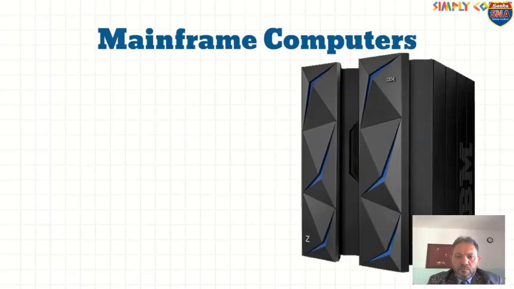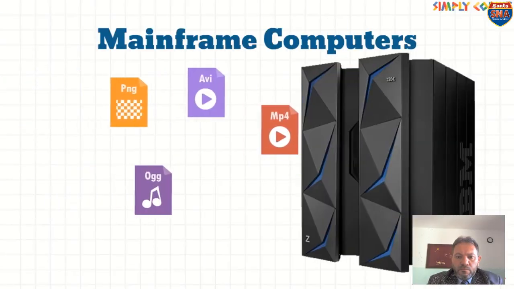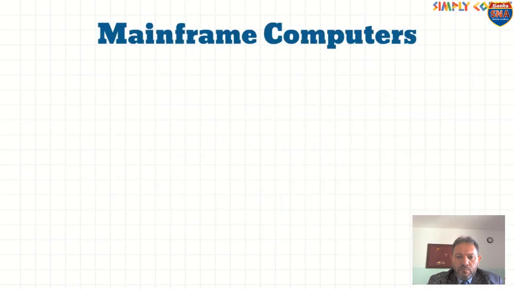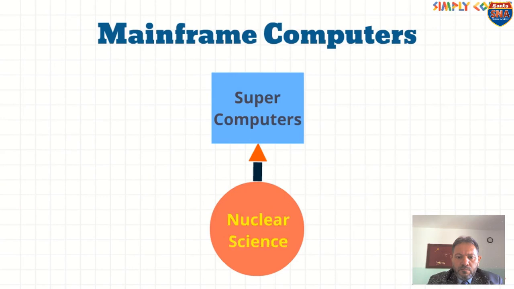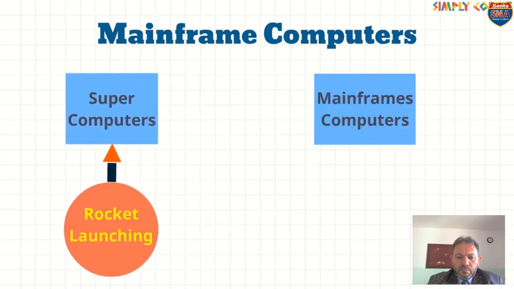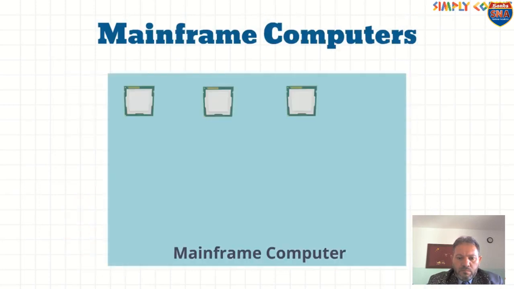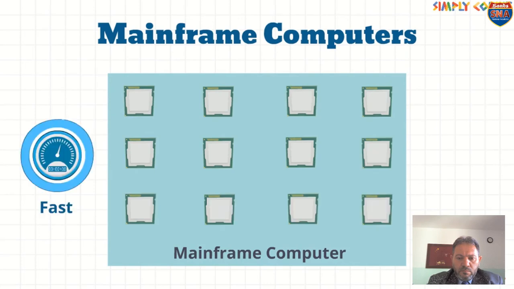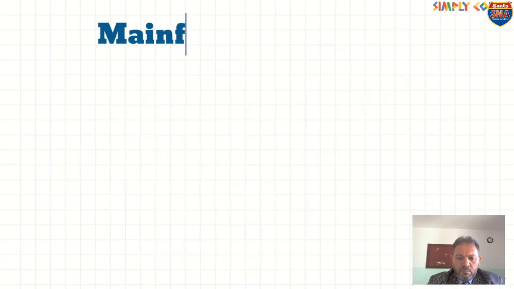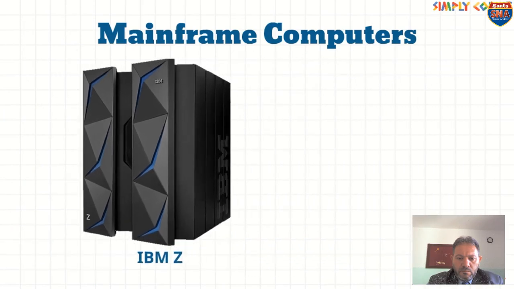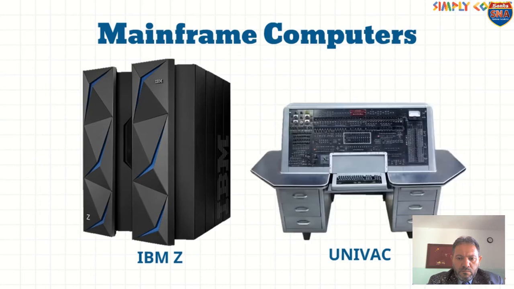Next are mainframe computers. They are designed to handle huge volumes of data and information. While supercomputers are typically focused on performing a few critical tasks, mainframes perform multiple instructions in parallel for multiple users. They also have multiple processors, hence are fast and expensive. They are typically used by large organizations for bulk data processing. Some examples are IBM Z, Univac, etc.